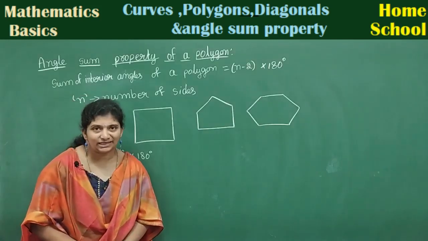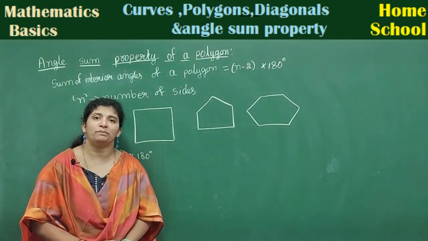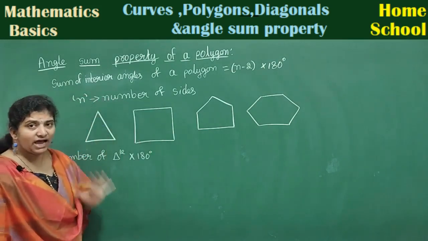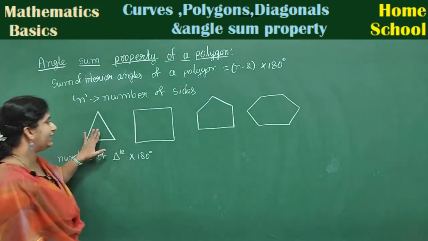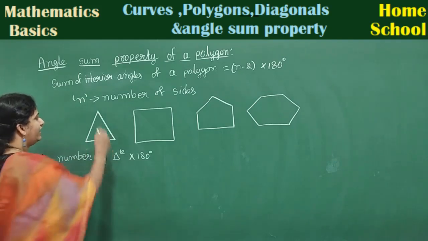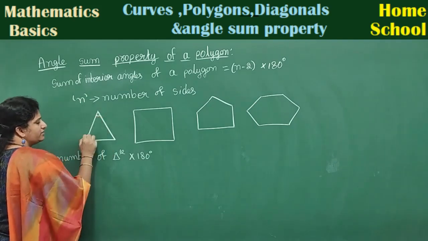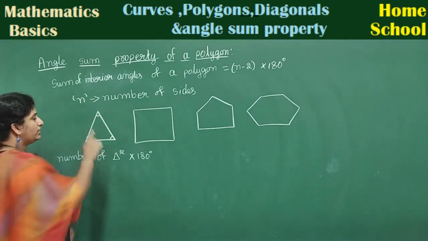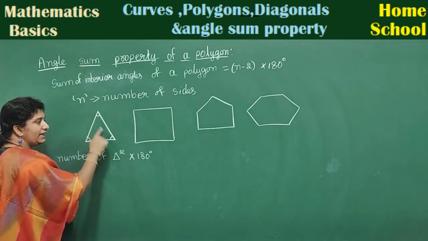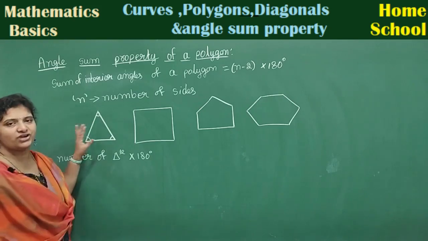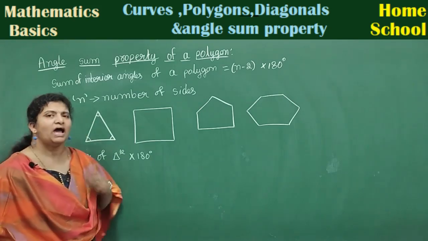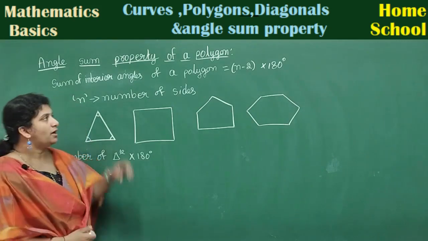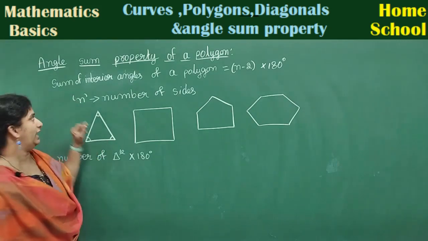Now we are going to learn about the angle sum property of a polygon. Which angles are we talking about here? Interior angles. Interior angles means this and this. The sum of the interior angles of a triangle is how much? How can we know this? It is easily remembered by a tiny formula.